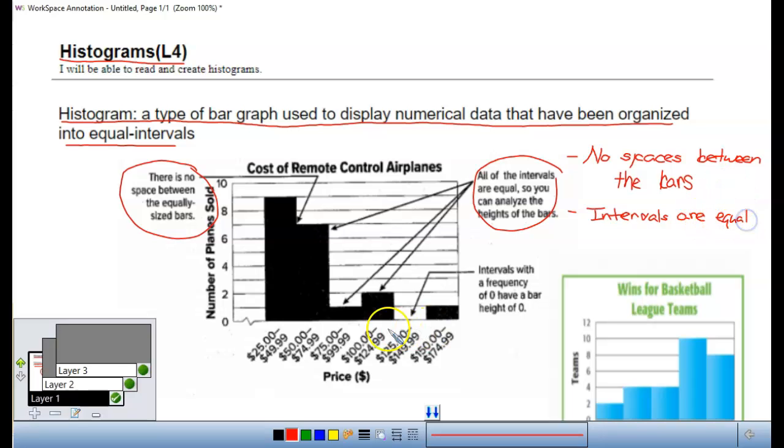And if we do use intervals on the bottom, they have to be equal because otherwise it changes the meaning, okay? Because if you have fewer numbers down here but it's taller, that makes sense because you had more numbers in this interval. So they do all have to be the same down here. And what that means is from 25 to 49, it's the same amount of numbers as between 50 and 74.99, okay? And it keeps going. Each of those little hops is the same amount.